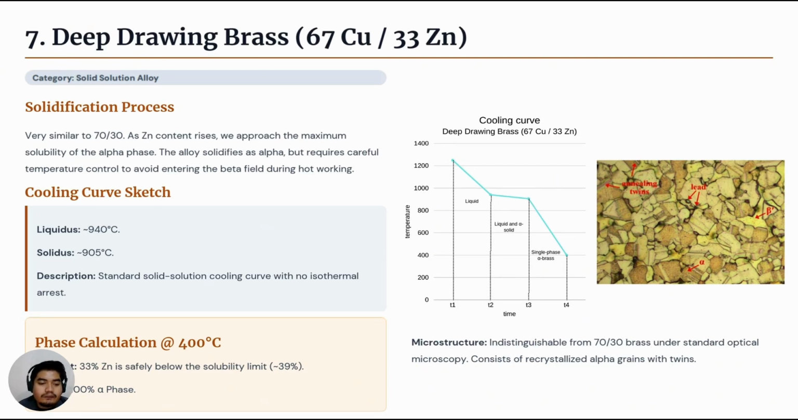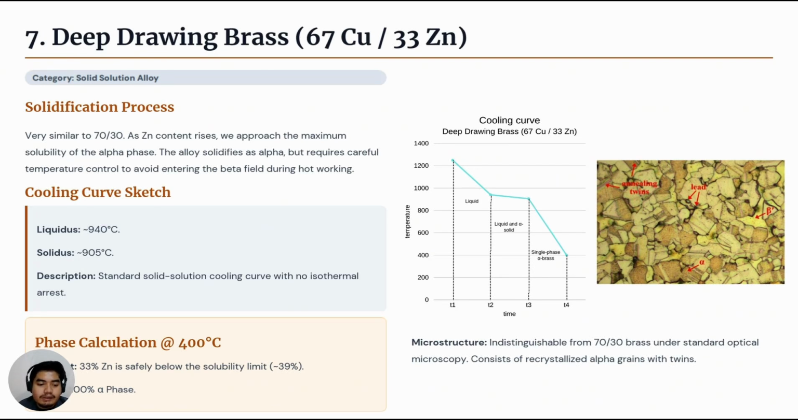Phase calculation at 400 degrees Celsius. At 400 degrees Celsius, the zinc content of 33% is well below the solubility limit of approximately 39%, so the alloy exists as 100% alpha phase with no beta phase present.